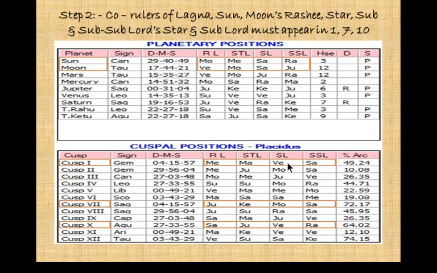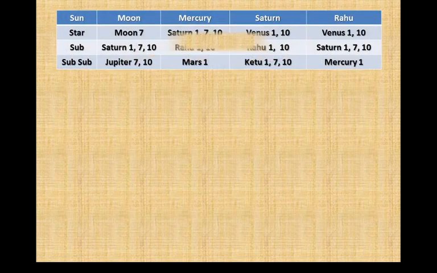Then sublord is Venus. Venus we have studied here, we will not study again. Then Saturn. Saturn we have already studied here. So all these planets stimulate any two cusps out of 1, 7 and 10, and that's the reason childbirth happened. You can study or get the information from this page.